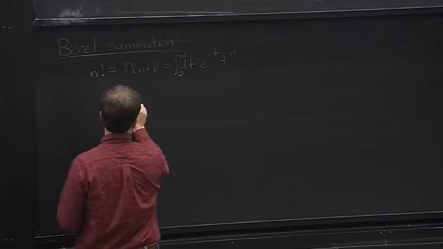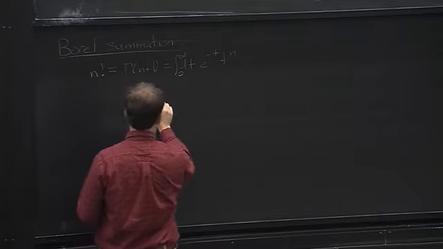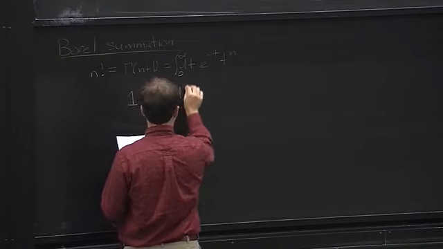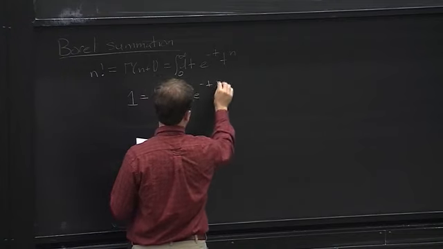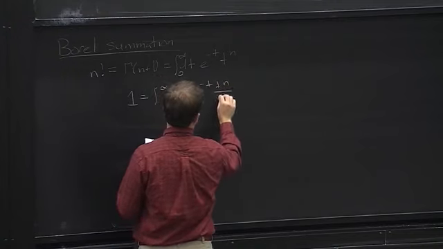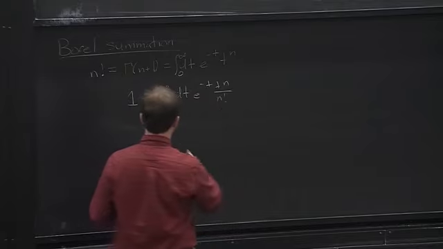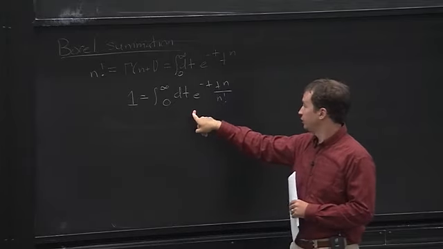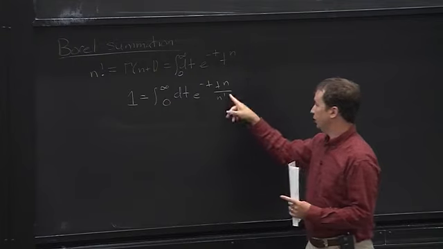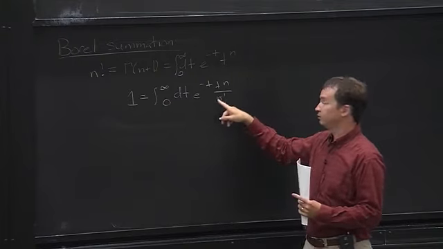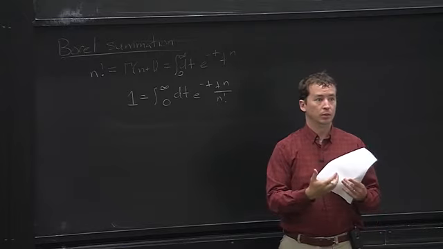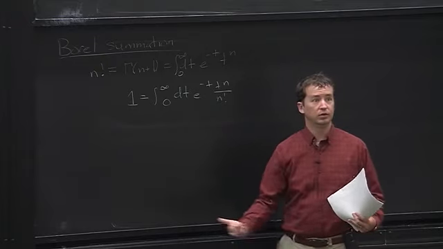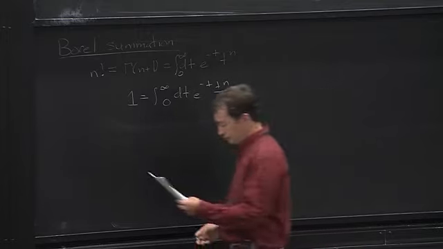And so 1 is equal to the integral from 0 to infinity, dt e to the minus t, t to the n over n factorial. And if we insert this 1 into a series and swap the sum and the integral, we'll get an extra factor of n factorial, which will help the series converge. It will make the terms in the series grow more slowly.